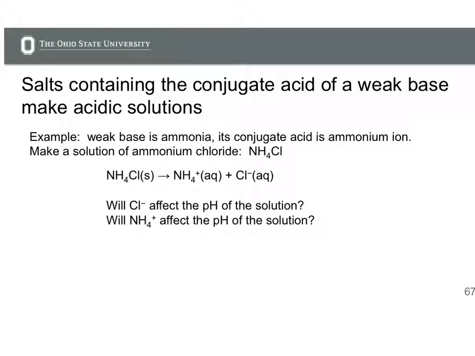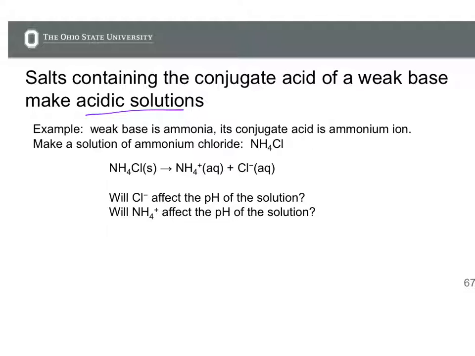So what if we have a salt that contains the conjugate acid of a weak base? It's going to make an acidic solution. Here we have the ammonium chloride salt. When you put that in solution, it forms ammonium ion and chloride ion. Remember, all ammonium salts are soluble. So chloride will not affect the pH of the solution. If you were to react it with water, it would, quote unquote, form HCl, which we know is a strong acid, therefore it won't affect the pH.